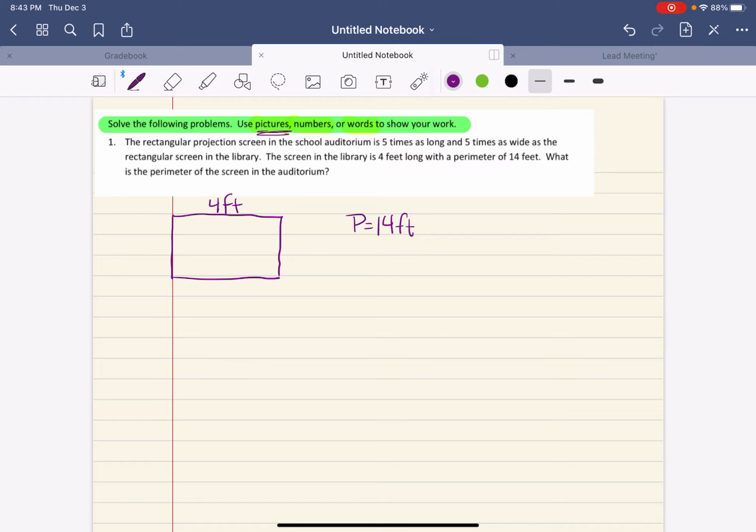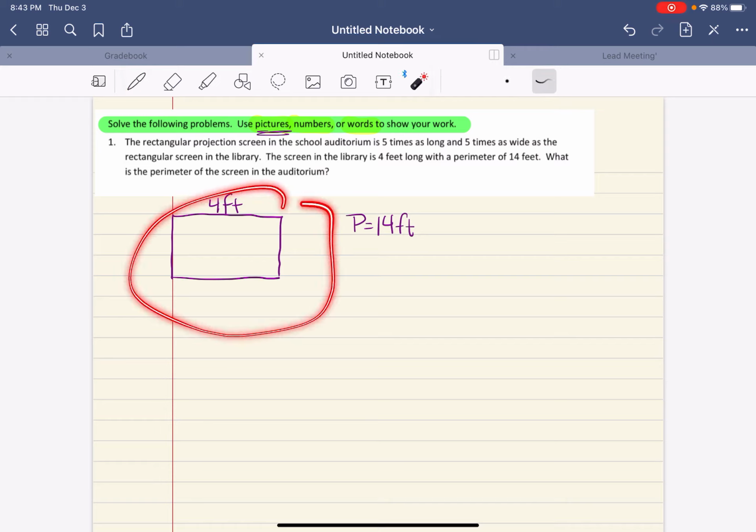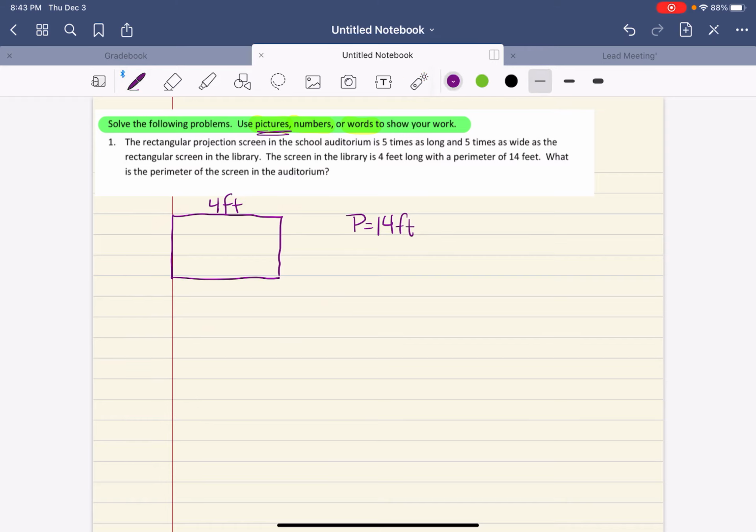So before we can even draw the screen from the auditorium, we have to find the width of the library screen. In order to find the width, we need to use an equation to help us out. So we know that this is the length, okay? And we know that the equation for perimeter, we can write it in 3 different ways. It's the same equation. You can just write it in 3 different ways.